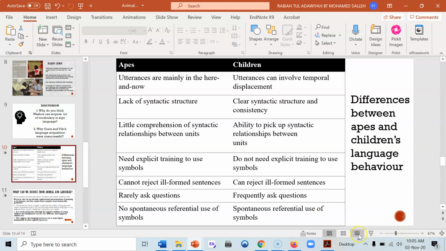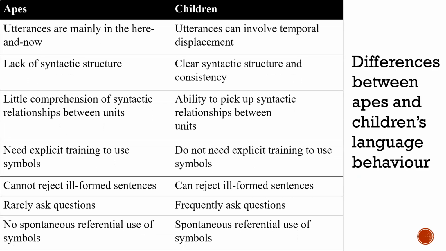Now let's move on to the differences between apes and children's language behavior. This is obvious, but for scientific reasons, we need to clarify what the differences are. For apes, not just apes, animals in general, when they learn to say something, they are just regurgitating, meaning they're simply parroting what humans said.